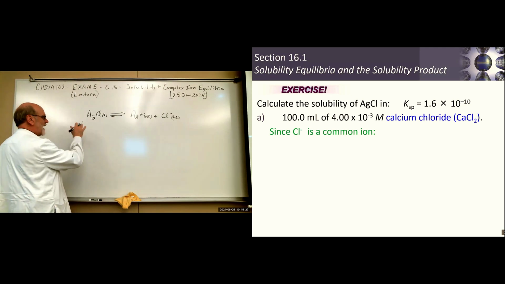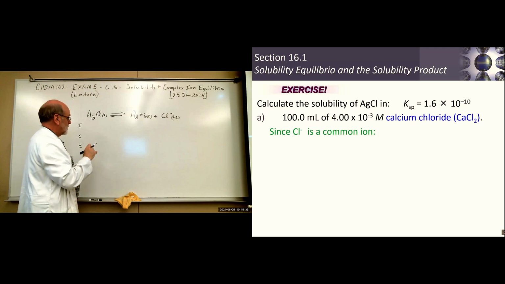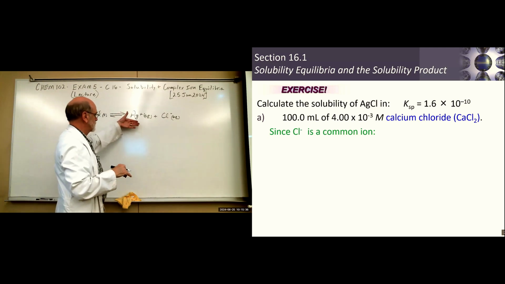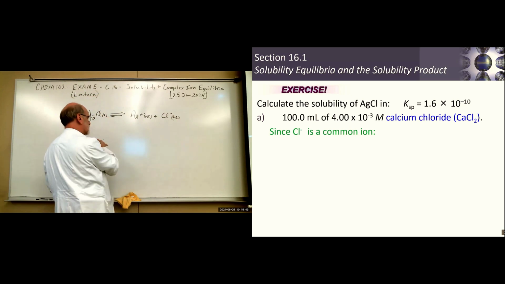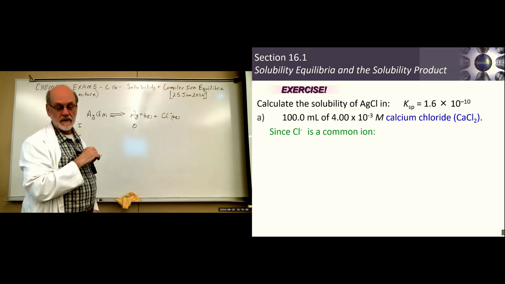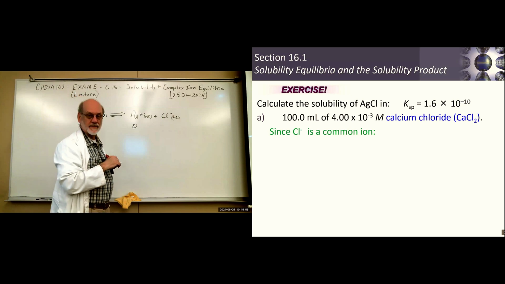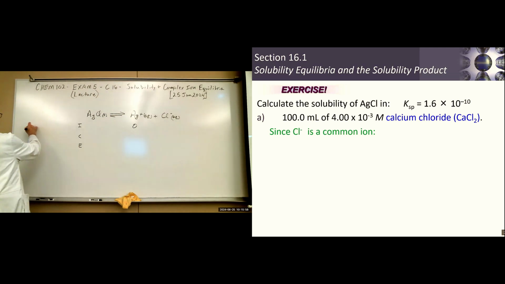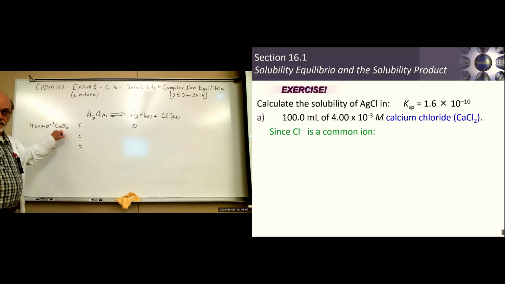So if we set up our ICE table like that, we start off with how much of these? What's the initial concentration of these? Well, when we first put this into solution, there's no silver in that solution. But is there chloride? Yeah, there's chloride. You have 4 times 10 to the minus third calcium chloride, and this is completely soluble. Okay. So what's the concentration of chloride?